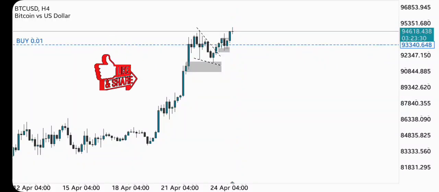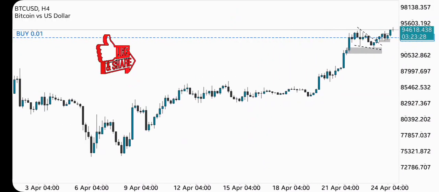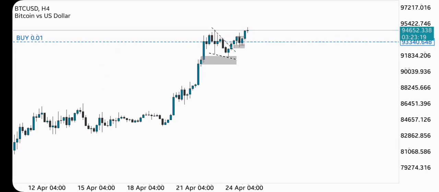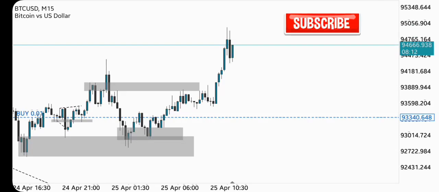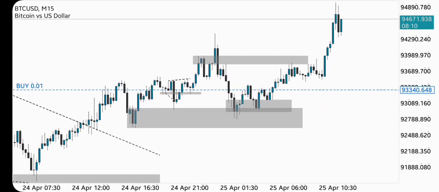Hello guys, today I'm going to talk about trading with candlesticks. Knowing how to trade with candlestick patterns like the bullish engulfing and the bearish engulfing is what we're going to major in for today.